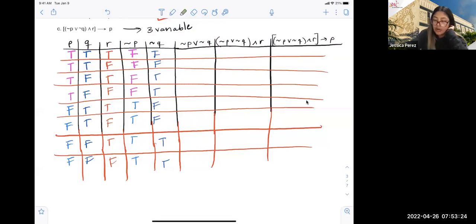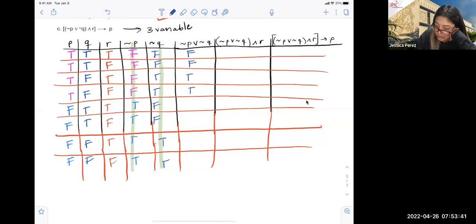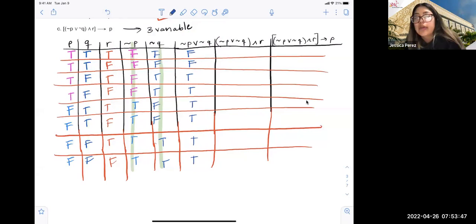Now you're looking at an or statement. Sorry, you're looking at not P or not Q. So you're looking at or: F, that's an F, that's an F, that's a T, that's a T, that's a T, that's a T, that's a T, that's a T. The only time you have a false, whenever you have an or, is when both of them are F.